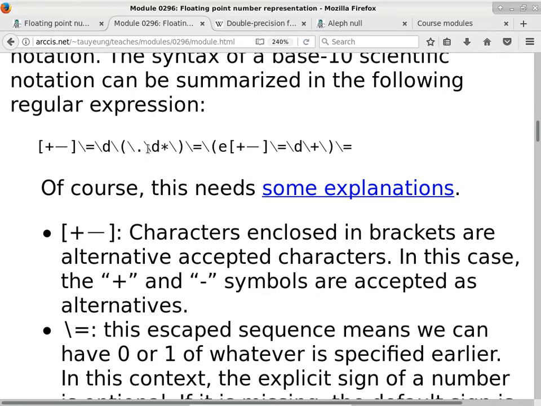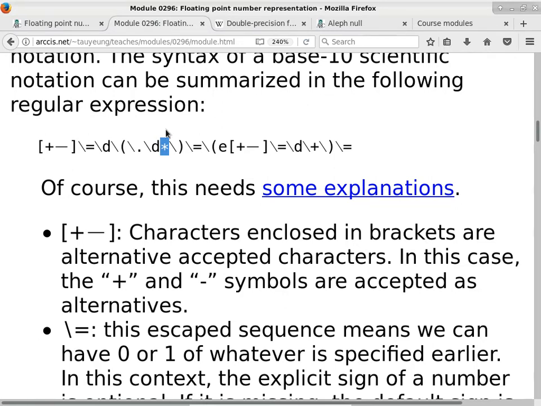And then we have backslash D again, which is any digit. This asterisk means any number of the previous thing. So what is immediately preceding the asterisk? A digit. So that means we can have any number of digits, including 0. So you can have no digit after the decimal point, that's fine. Or you can have 20 decimal digits after the point, that's fine too.